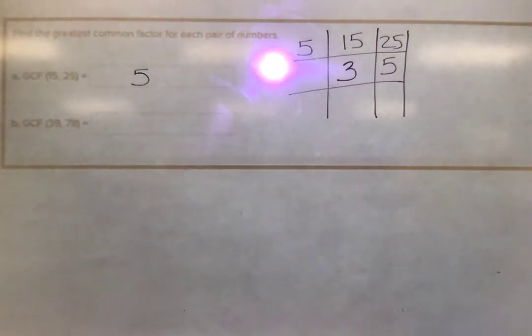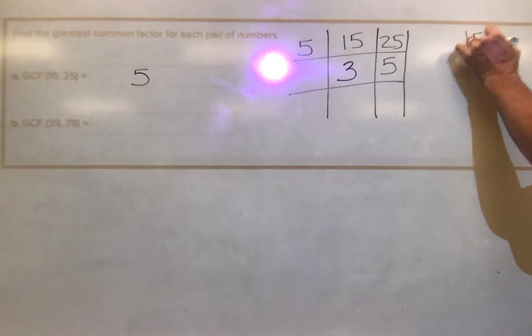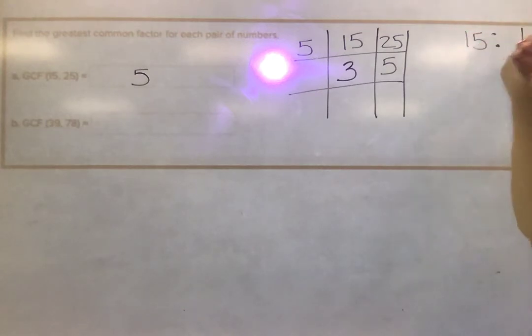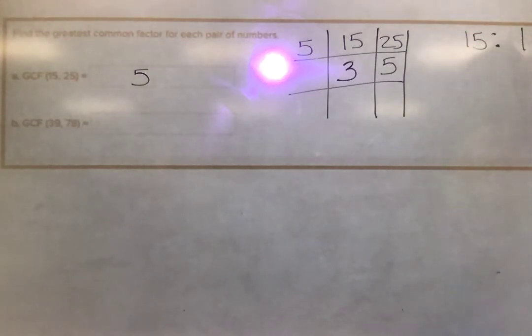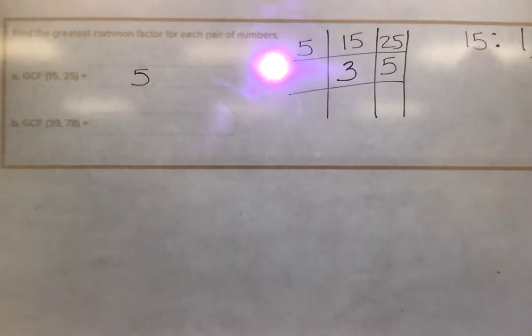We could have also done the rainbow method where we list out all these factors. For example, if you had 15, you could list them 1 times 15, and 3 times 5 are my only factors. Usually try and list them from least to greatest. So 1, 3, 5, and 15 would be my factors here.